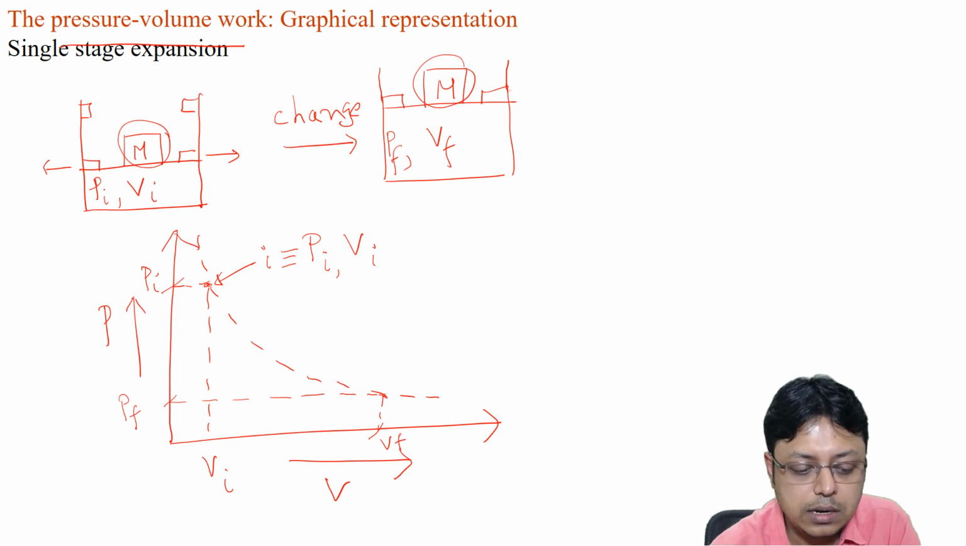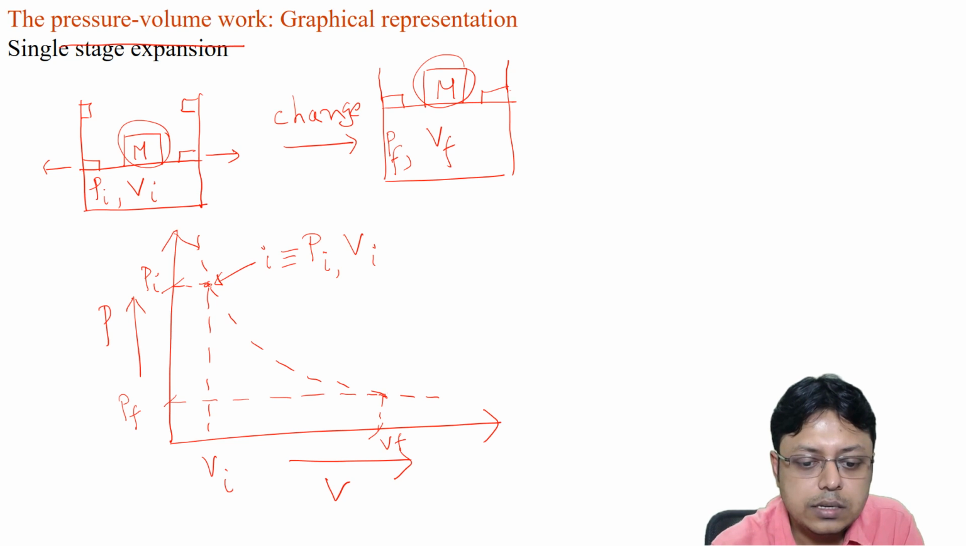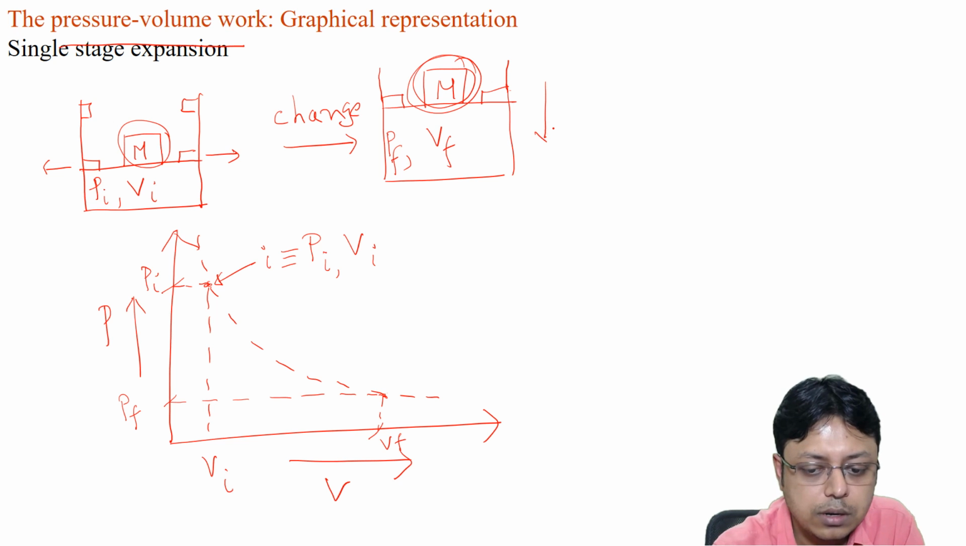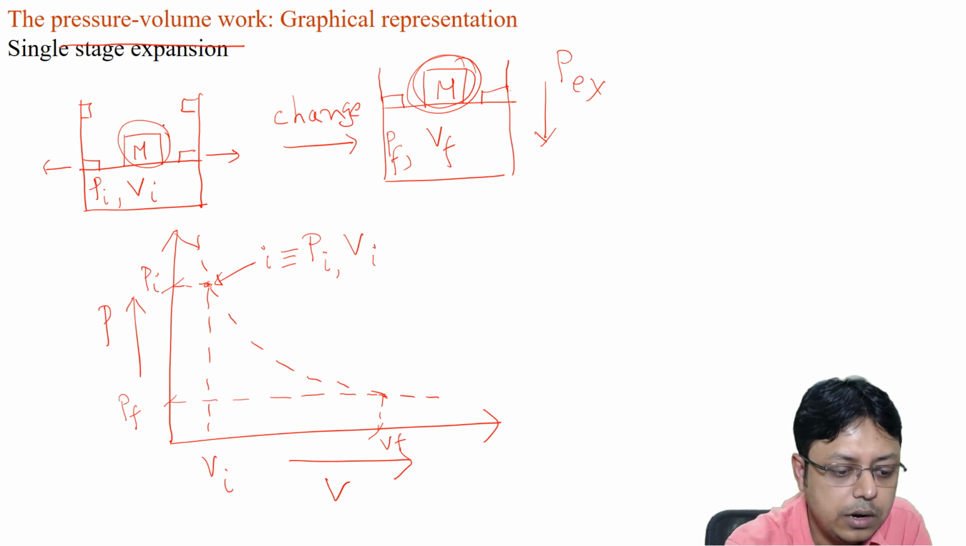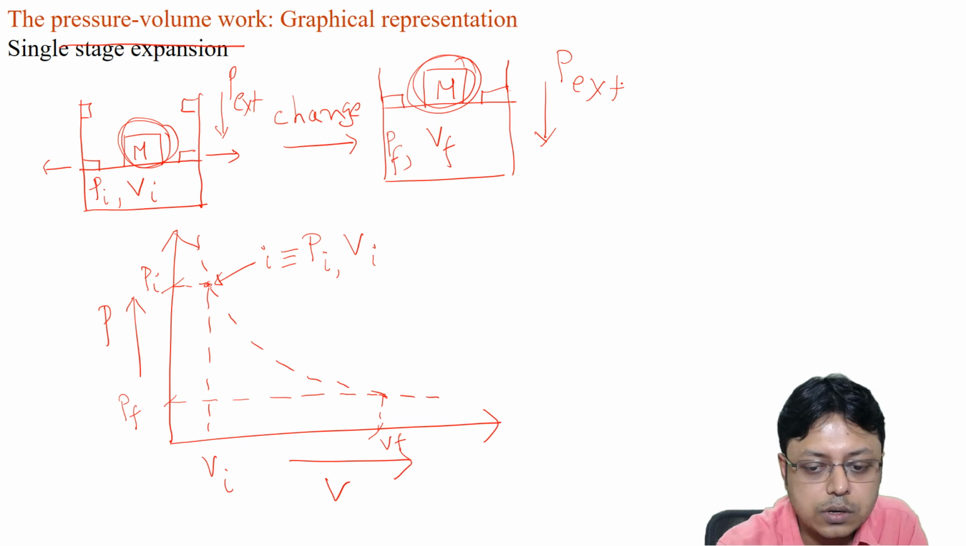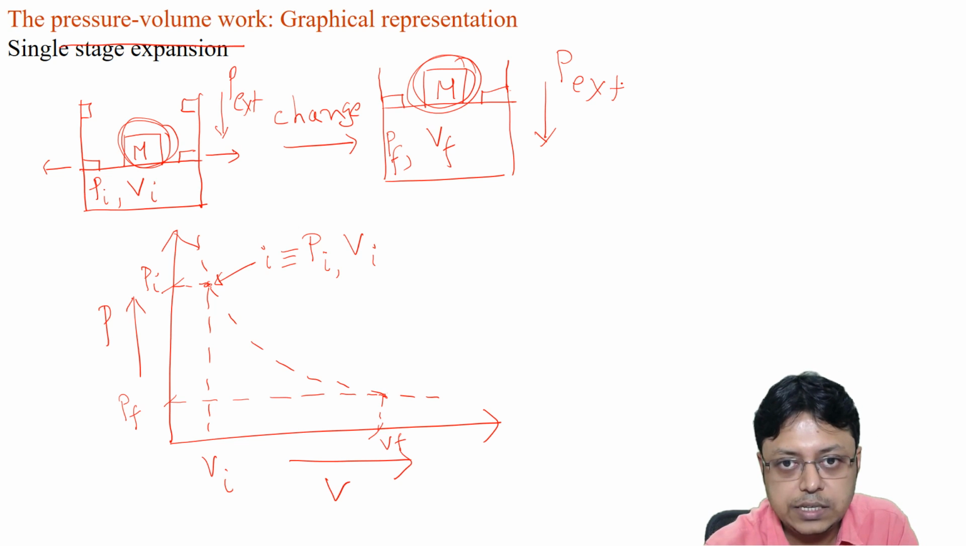Now this was done against an external pressure. Now what was that external pressure? Here let us try to understand that this mass is creating a pressure which is the external pressure. Here also it is creating this pressure which is the external pressure, which was constant throughout the change of this system.